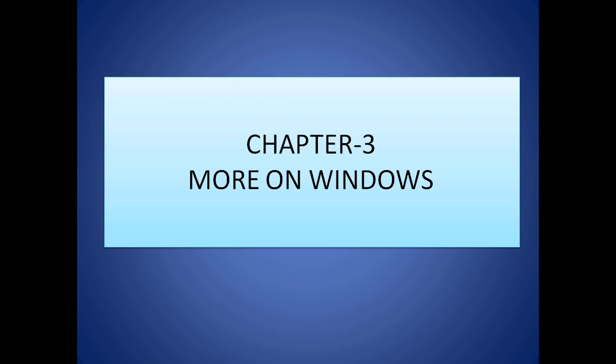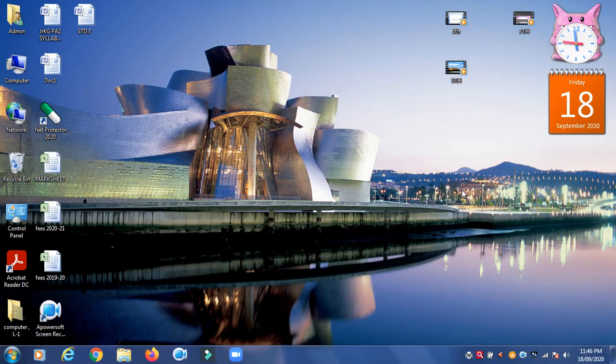So, the various components of the desktop. Now, what is the desktop? The first screen which is displayed on the monitor after booting the computer with Windows 7 is known as the desktop. So this screen is the desktop.